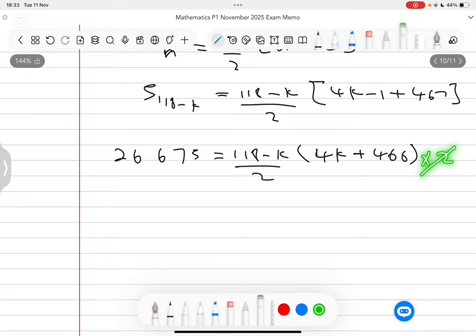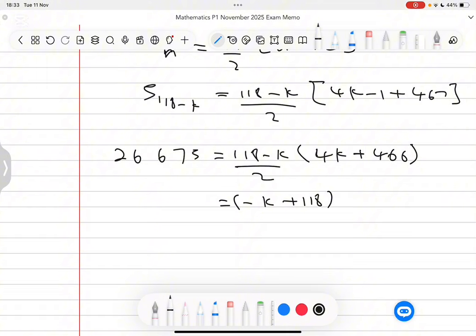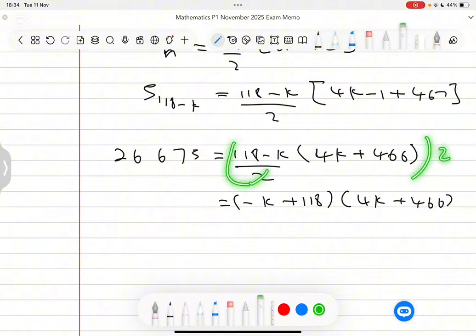I can multiply both sides by a 2 so that the 2 cancels and the 2 this side comes there. And this means I'm going to then have a negative k plus 118. So what I'm doing here, I'm just rewriting this here and this here. I'm just swapping them. And here I'm going to have a 4k plus 466. Remember, I removed the 2 by multiplying the whole thing by a 2 here. So it cancelled each other out. But what I do on the right, I should also do on the left.